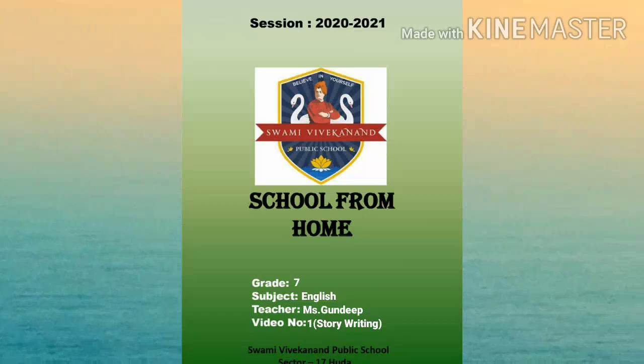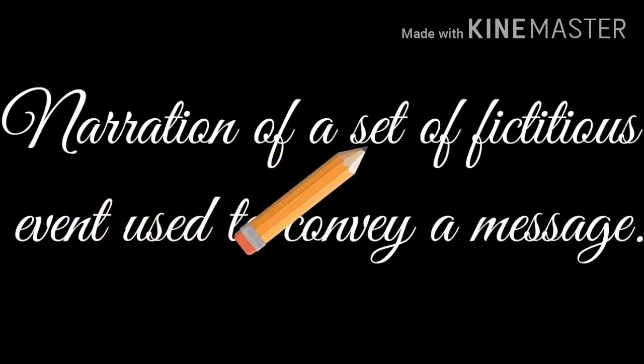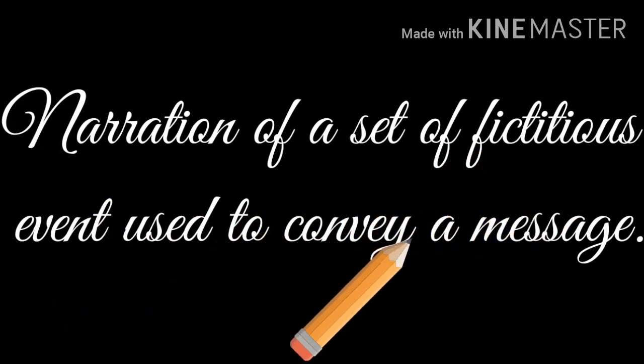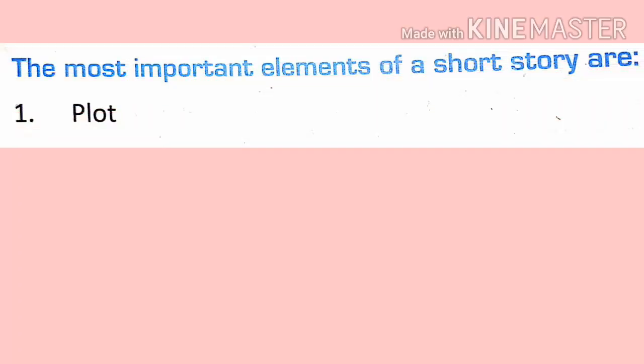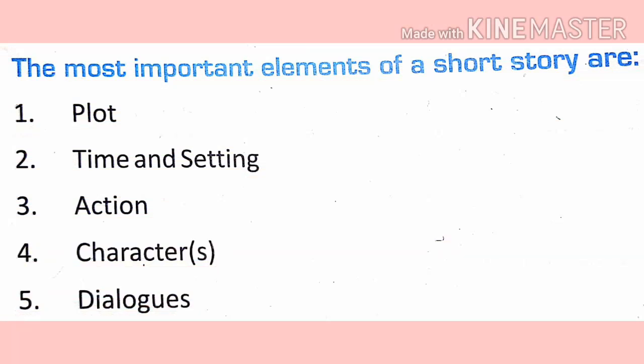Children, today we will study story writing, how to write a short story. A story is a narration of a set of fictitious events used to convey a message. That event may or may not be based on a real story. Okay? The most important element of a short story is plot. That means you have to plan the incidents before beginning and put them in a logical sequence.